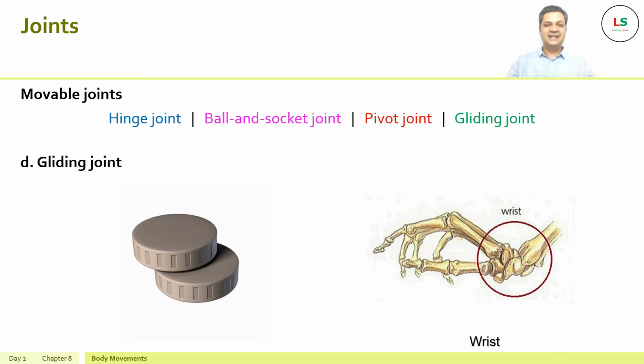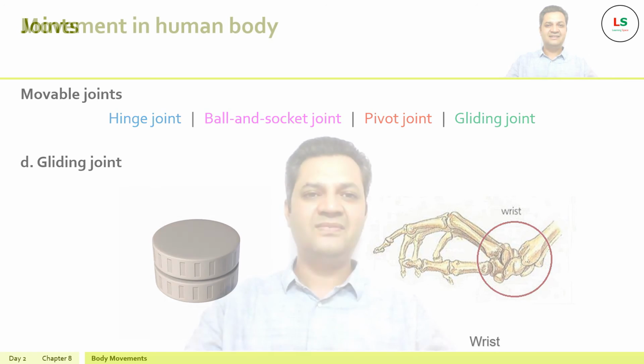Gliding joint. They are present in the ankles and the wrists. This joint allows one bone to slide over the another. It allows side to side as well as back and forth movement.